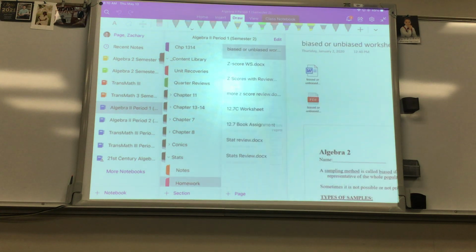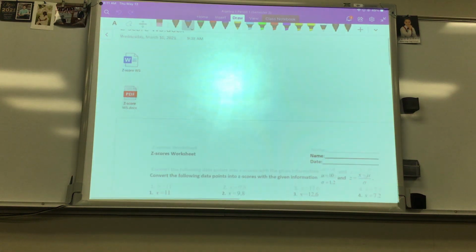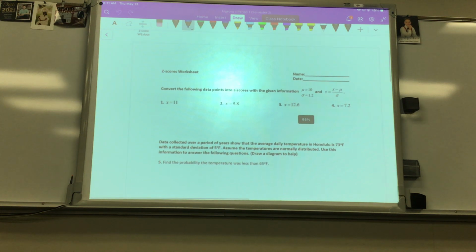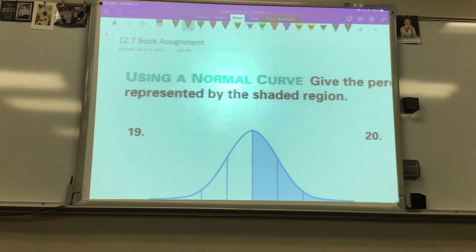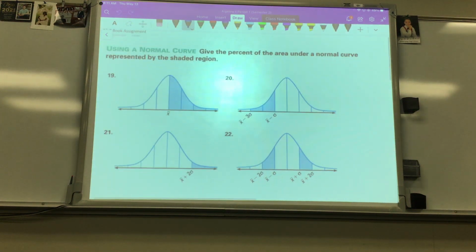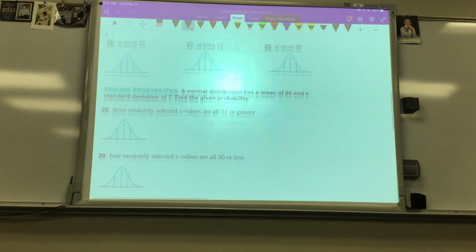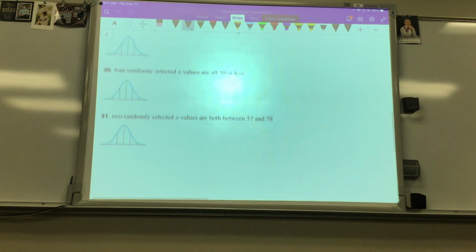Okay. Plenty of time to work on homework today, right? Any reason to not get it all done? You will do not that one. The 12.7 book assignment, you don't need to either. Yeah, I even put those normal curves in there for you.